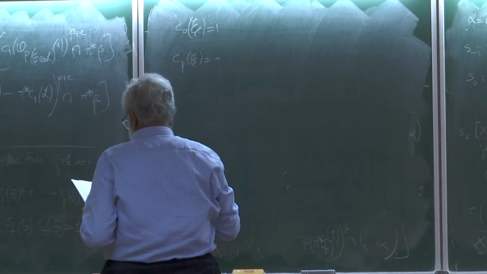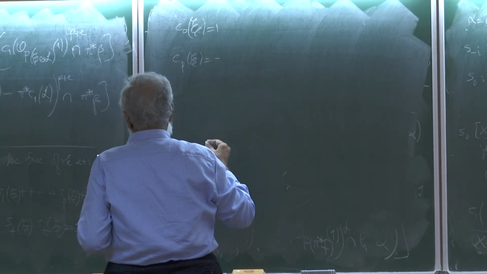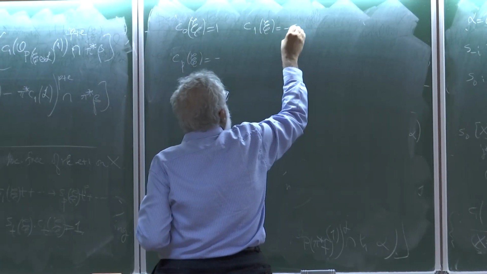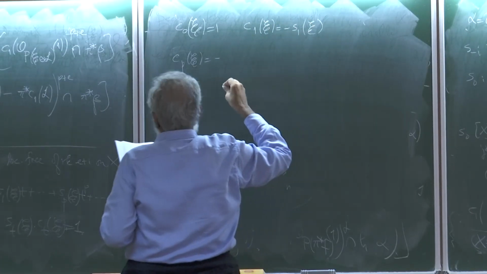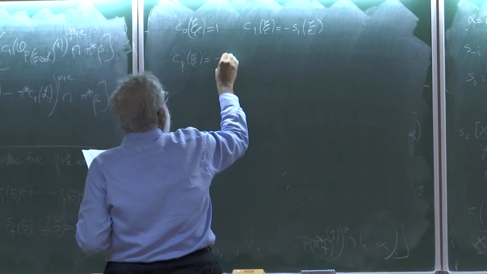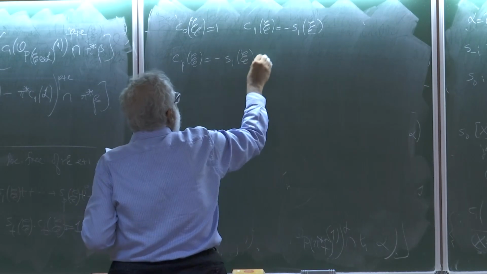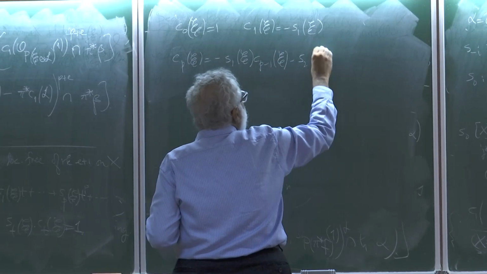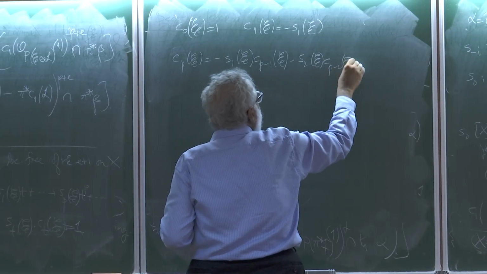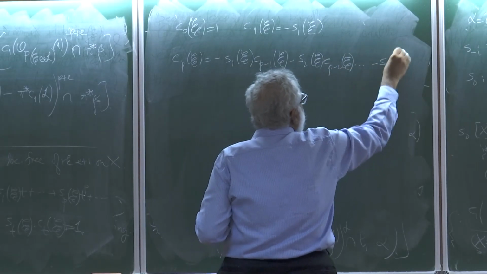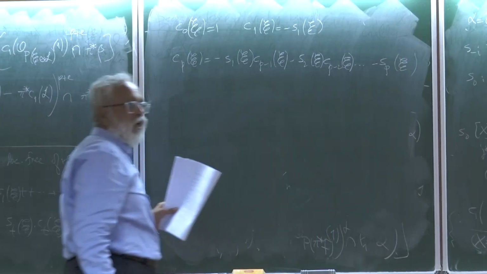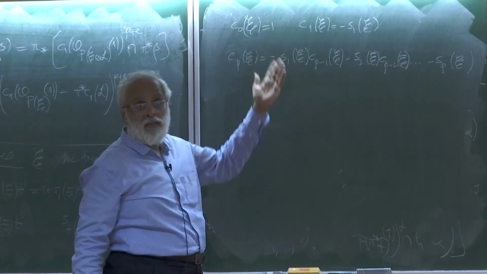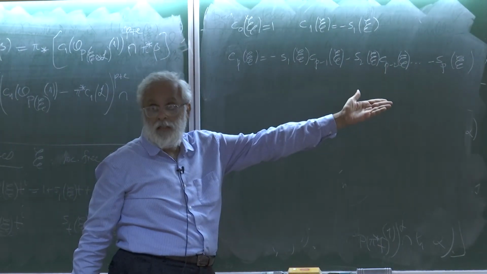is equal to, C_1(E) is of course minus S_1(E), and in general C_p(E) is minus S_1(E) C_{p-1}(E) minus S_2(E) C_{p-2}(E) minus ... minus S_p(E). So if one is at all uncomfortable with the formal aspects here, you can take this as an inductive definition of C_p. Everything on the right side is defined inductively.